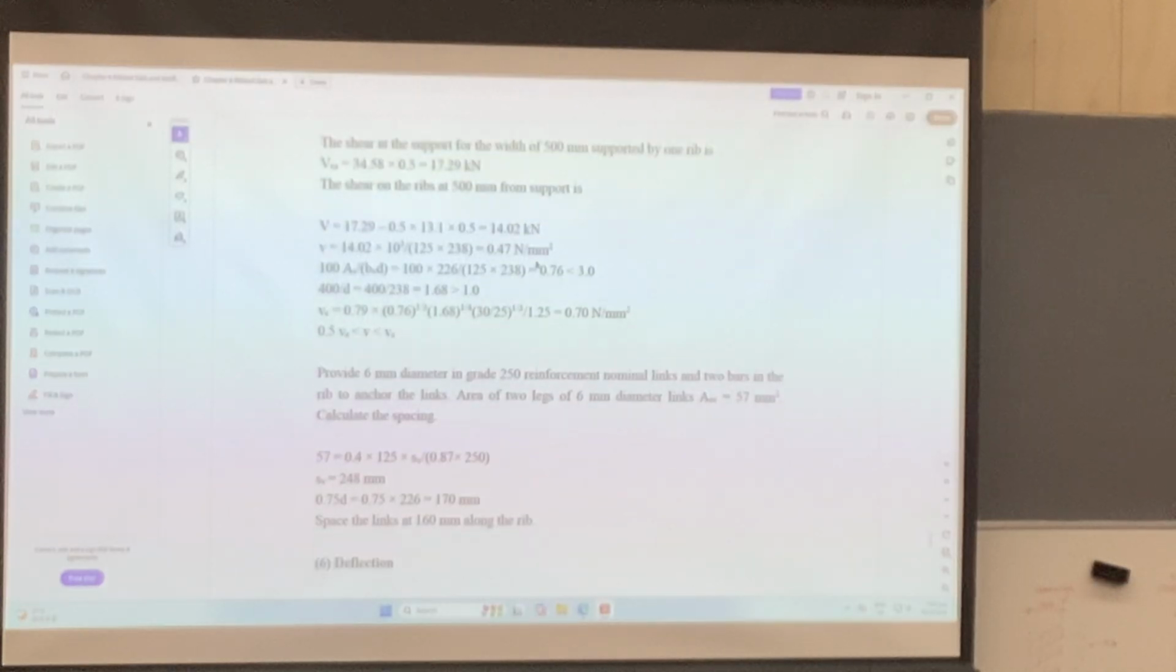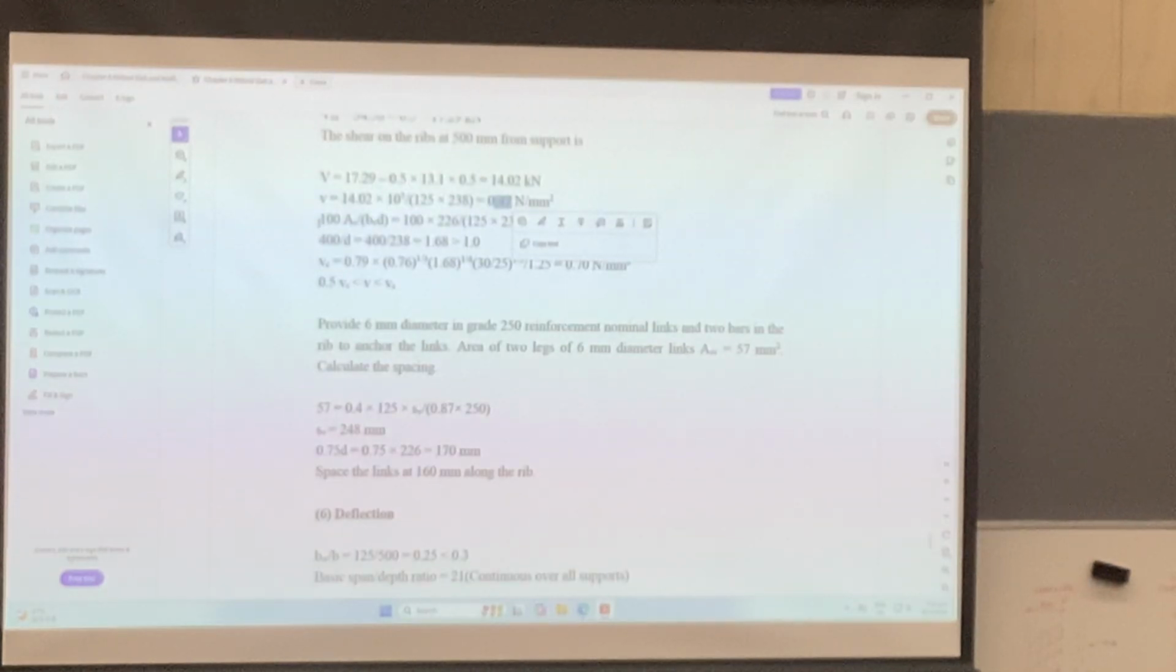And then you have this force divided by the width and then the depth. So the shear stress is equal to 0.47. Then we compare this shear stress with the concrete shear strength, which is equal to 0.79 times (100 As over b d) to the power of 1 over 3, which is 0.76 to the power 1 over 3, and then (400 divided by d) to the power 1 over 4, which is 1.68, and then (fcu divided by 25) to the power 1 over 3, and then divided by 1.25. This is the shear capacity of the concrete.